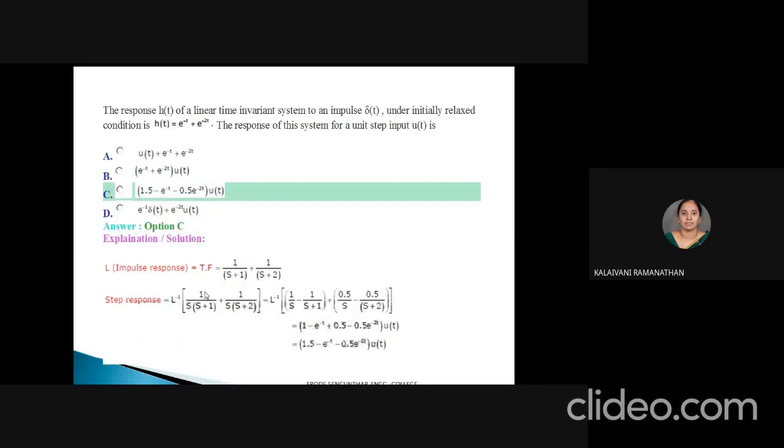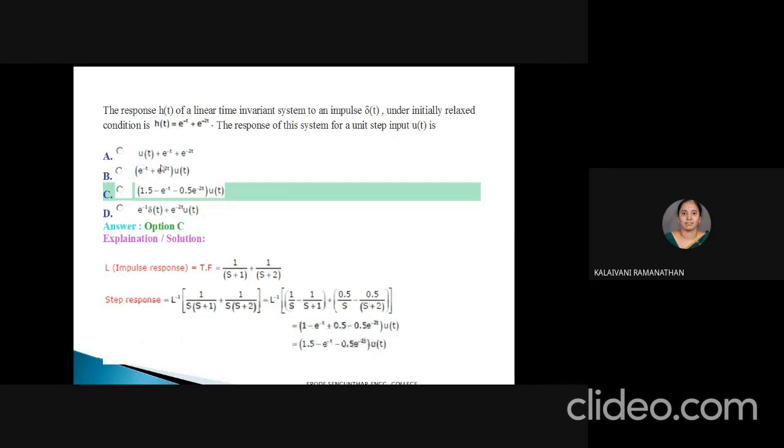Next problem. The response h of t of a linear time invariant system to an impulse delta of t under initially relaxed condition is h of t equal to e power minus t plus e power minus 2t. The response of the system for a unit step input u of t is. Here also the same case. Whenever you give an impulse as input, the output is noted as h of t. So here the impulse response is given, input is given.